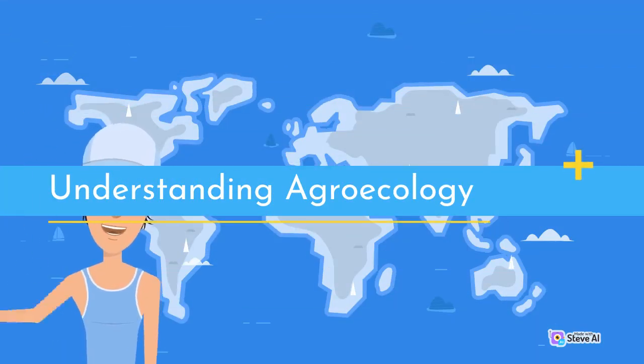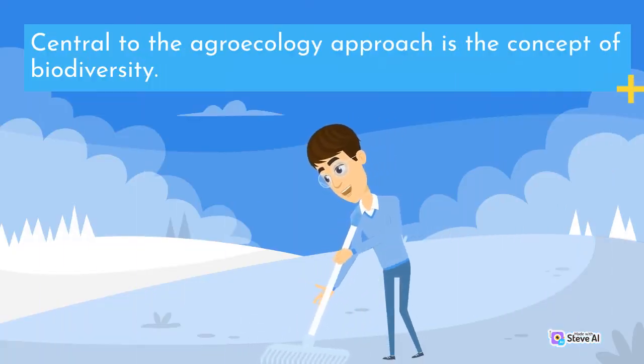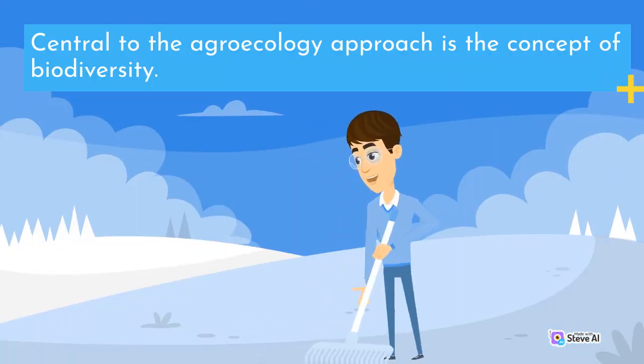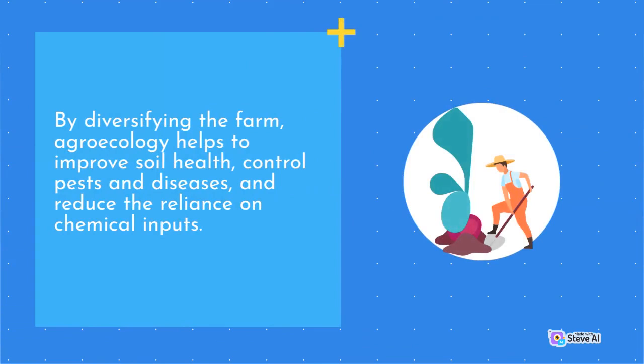Understanding agroecology. Agroecology can be defined as the application of ecological concepts and principles to the design and management of sustainable agricultural systems. Central to the agroecology approach is the concept of biodiversity. Agroecological farms seek to mimic natural ecosystems by promoting diversity within and between crops, utilizing crop rotations, intercropping, and companion planting techniques. By diversifying the farm, agroecology helps to improve soil health, control pests and diseases, and reduce the reliance on chemical inputs.